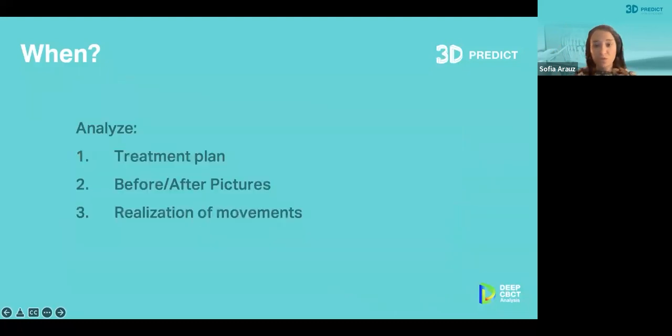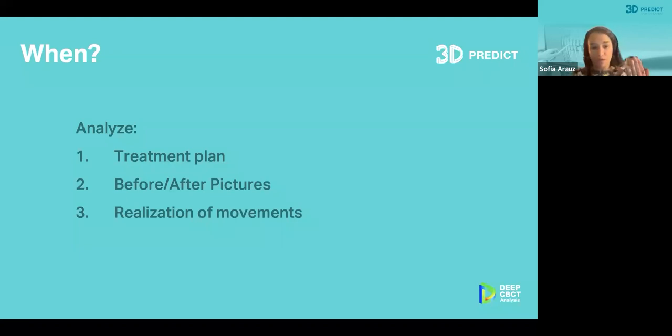The way to figure out when you need a refinement is to take a look at your treatment plan, to take before and after pictures, and to check if the movements have been realized. I always tell the doctor, since you're only seeing this patient for 6 visits or fewer, I recommend taking pictures every single visit, at least intraoral occlusal views.